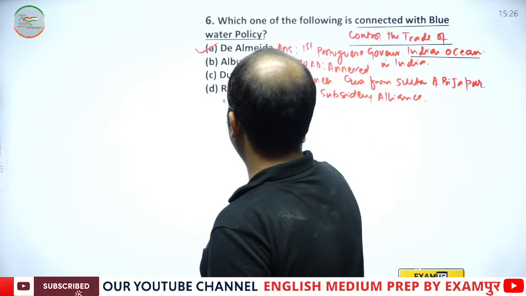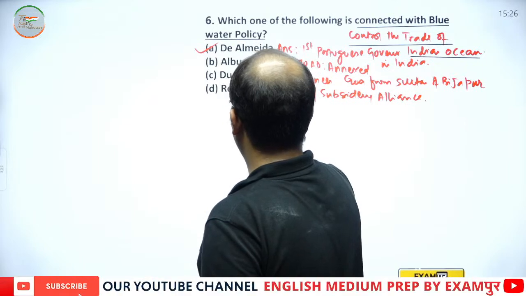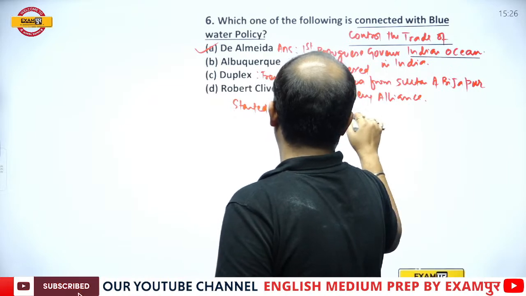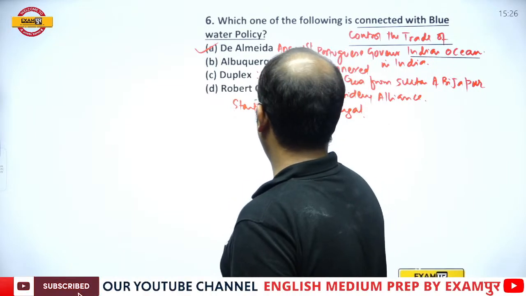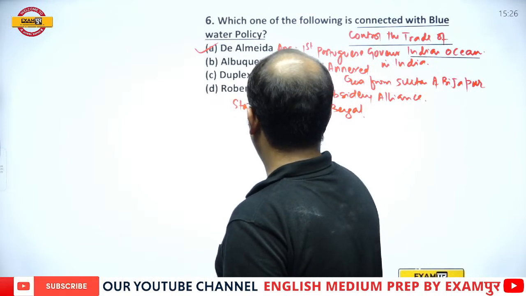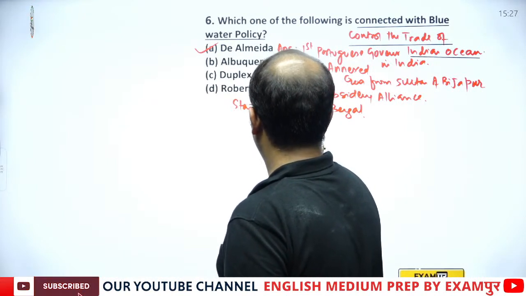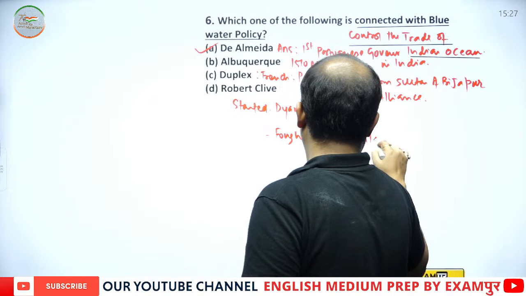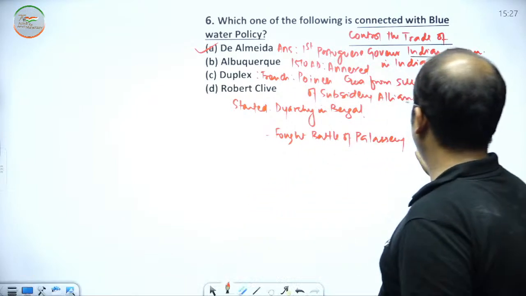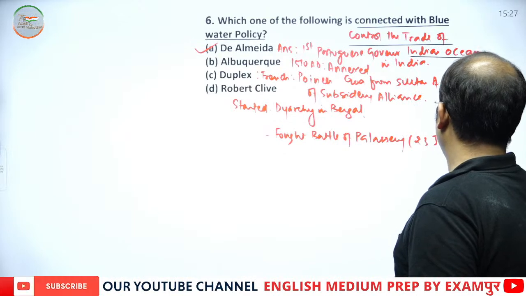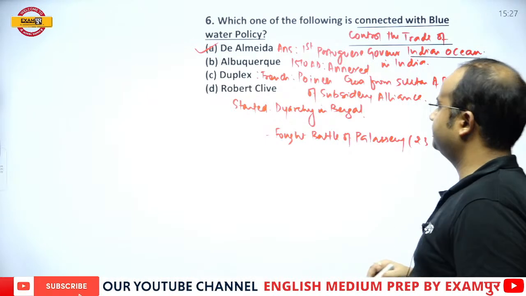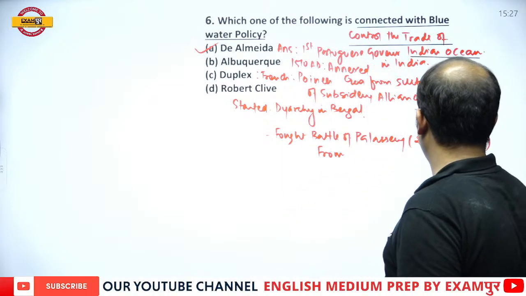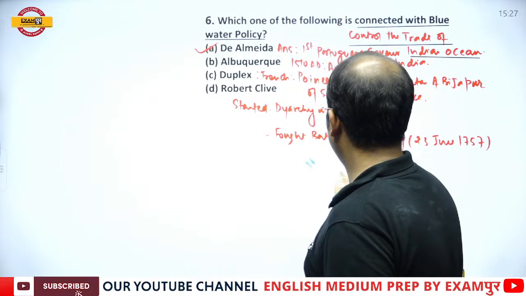And Robert Clive, he started diarchy in Bengal. And he fought the Battle of Plassey on 23rd June 1757 against Siraj-ud-Daulah.